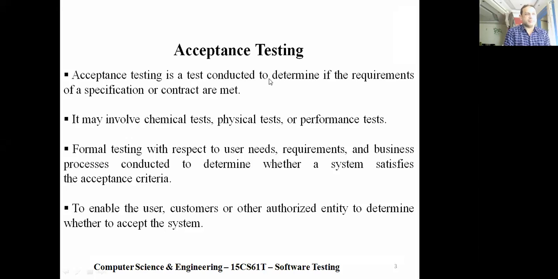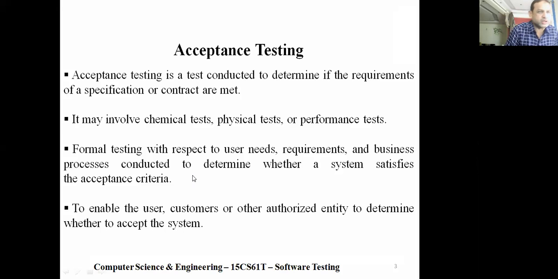So that depends on the formal testing with respect to user needs, requirements, and business processes, conducted to determine whether a system satisfies the acceptance criteria. In the acceptance criteria, we are going to test whether the requirements of the customer are being met, whatever they may be. Those requirements have to be met, then only he's going to take your project. So formal testing with respect to user needs, business processes, conducted to determine whether a system satisfies the acceptance criteria.